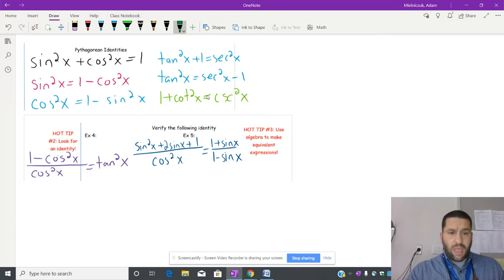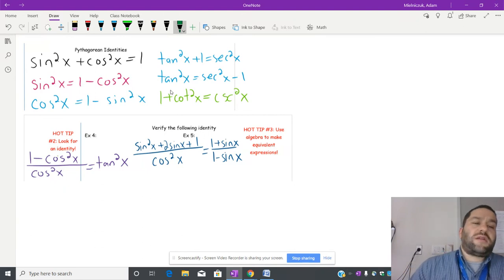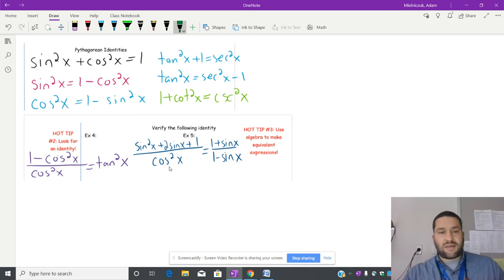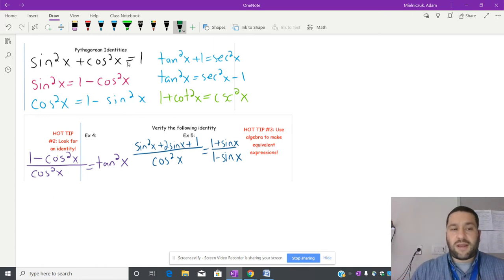So let's look at a couple examples and let's use them to solve. In the first hot tip I gave you, you always want to try to write everything as sine and cosine. Another thing you want to do is look for an identity. These are all the identities I have been giving you. I gave you the negative identities in the last examples. Now I'm giving you the Pythagorean identities.